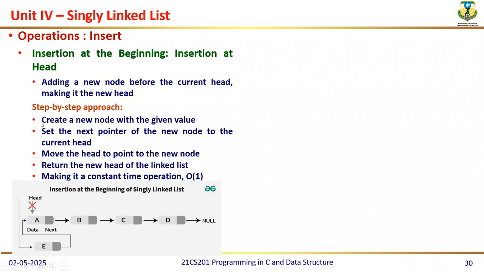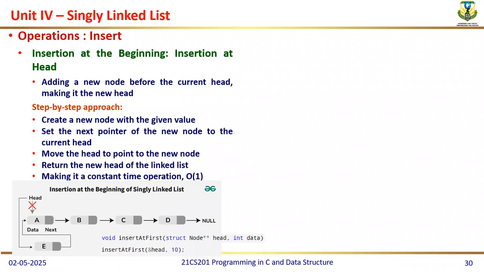So this is the process to insert a node at the beginning, insertion as the head also. What is the process? Create a new node with a given value. So E is created with a given value. Then move the head to point to the new node. That is, I moved the head to the new node. Then return the new head of the linked list. Okay, the linked list is connected. This is the process for inserting a node. Clear? So as I am inserting at the first node, the time complexity is order of 1.